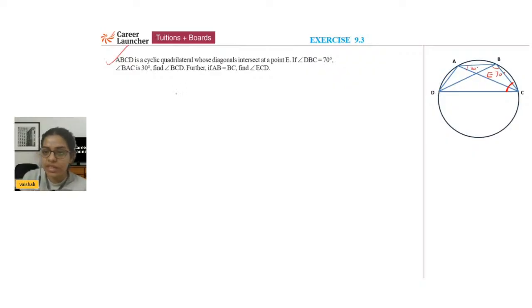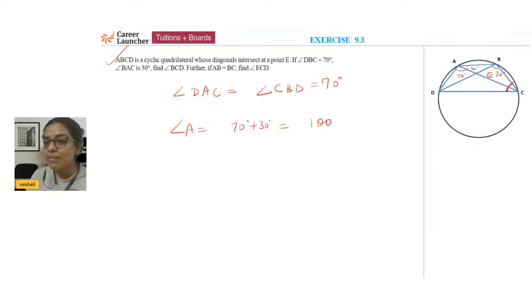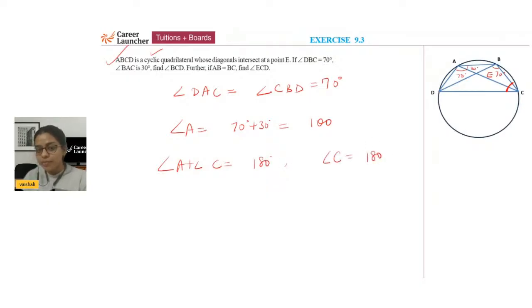Now try to look at my angle DAC, which must be equal to my angle CBD. Am I right? Because both of them are 70 degrees. Now it means this angle is 70 degrees. Can I say my total angle A is basically 70 degrees plus 30 degrees, which is 100? And because ABCD is a cyclic quadrilateral, the sum of opposite angles has to be 180 degrees, and my angle C is how much? 180 minus 100, which is 80 degrees. So you have got the angle BCD.